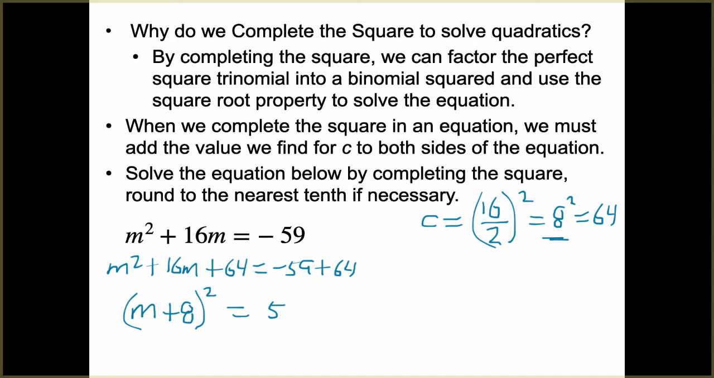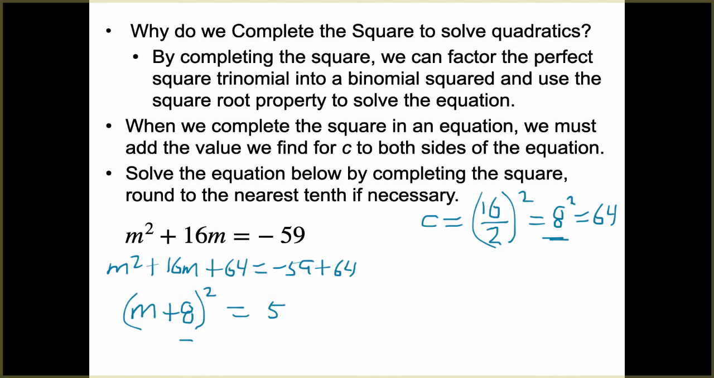You'll notice the 8 squared that we had when we found c, the 8 is the same number that gets plugged into our binomial. So when we take the b divided by 2, that number we find before we square it is what goes in the binomial when we factor the perfect square trinomial. So when we found our c value, we had 8 squared. The 8 is what comes into our binomial.